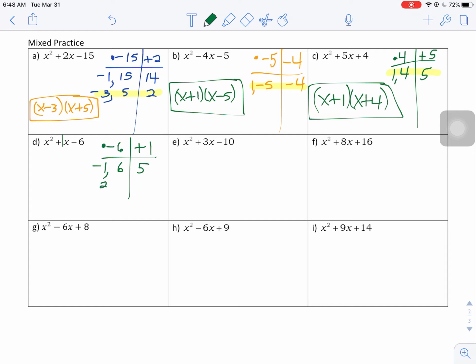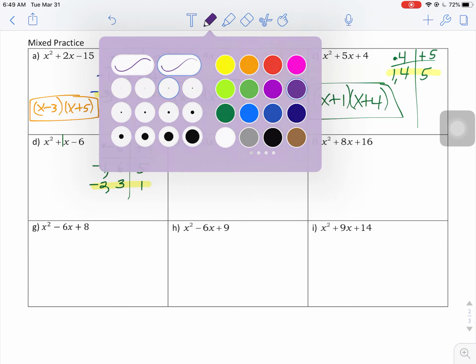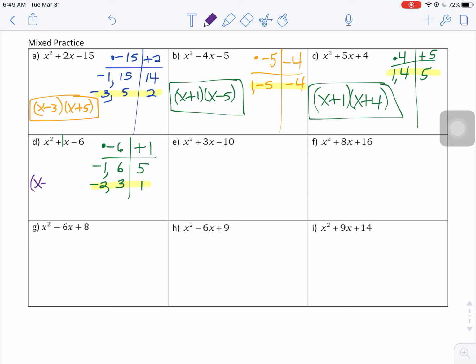Let me try 2. 6 divided by 2 is 3. One of these has to be negative. It's going to be the smaller number since I'm trying to add up to a positive. Negative 2 plus 3 is 1, so there we go. And then as far as our answer goes, x minus 2, x plus 3.